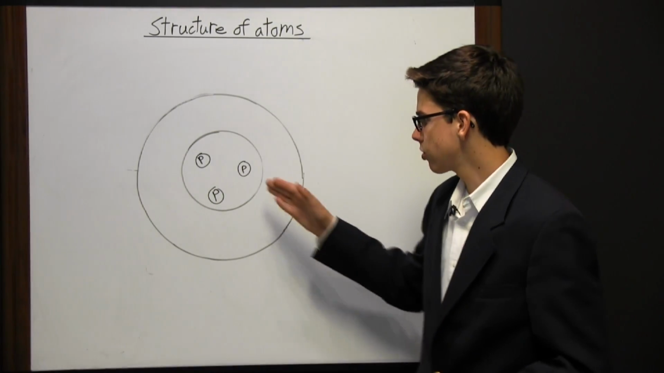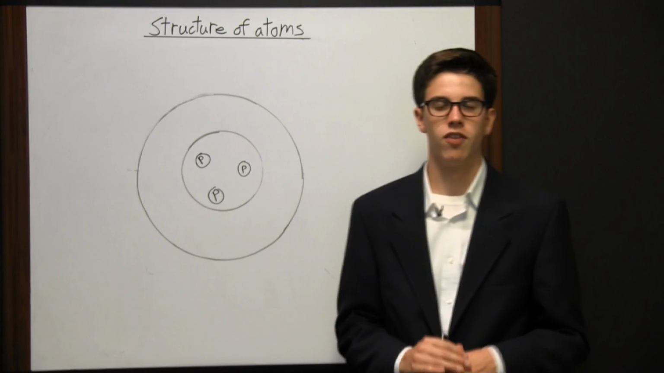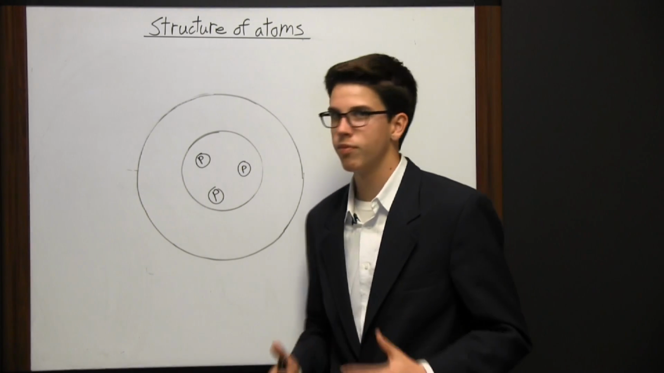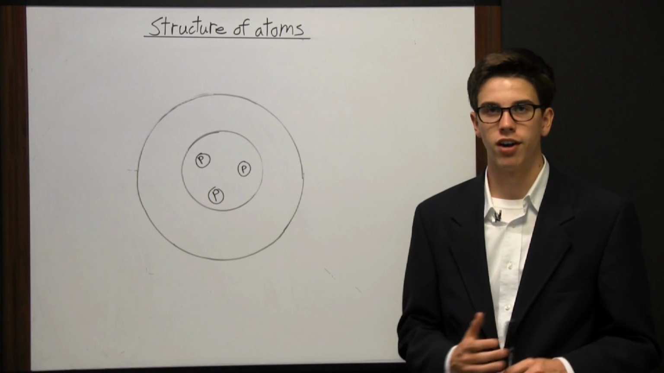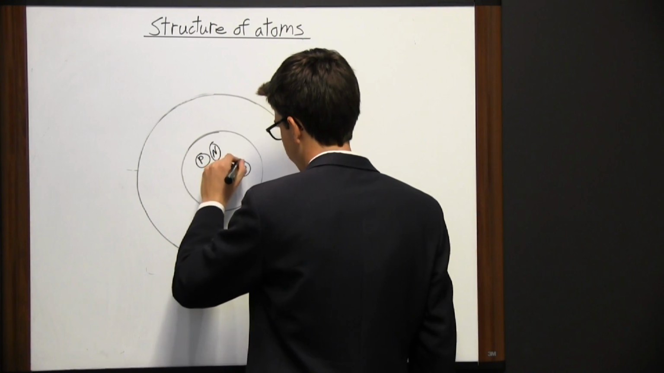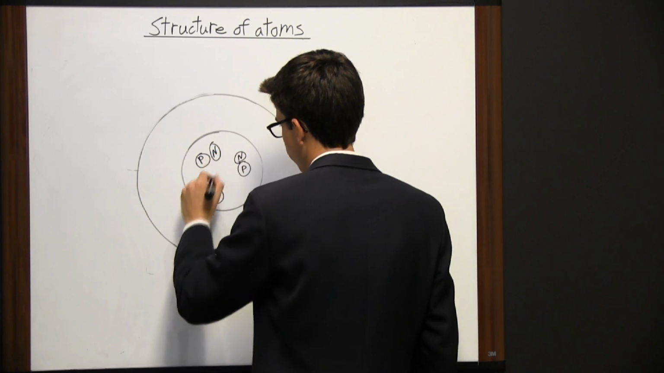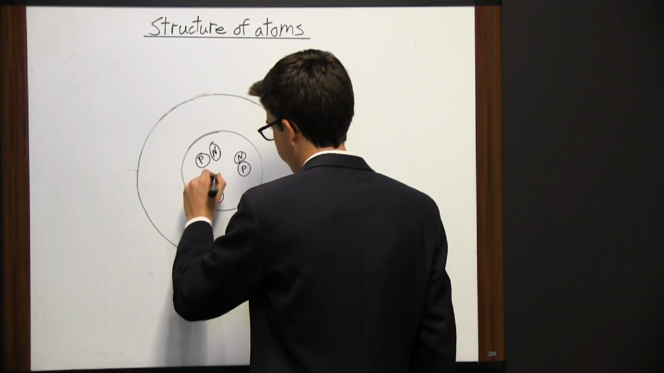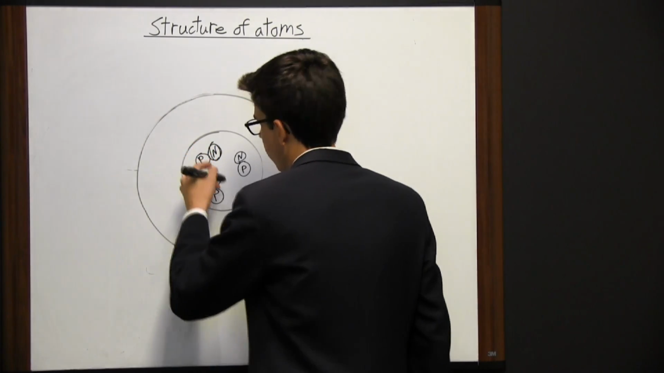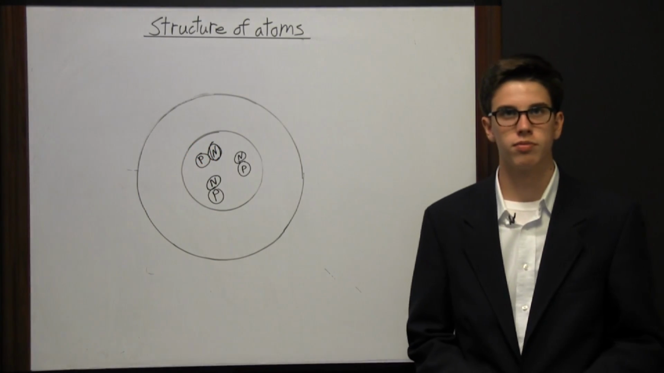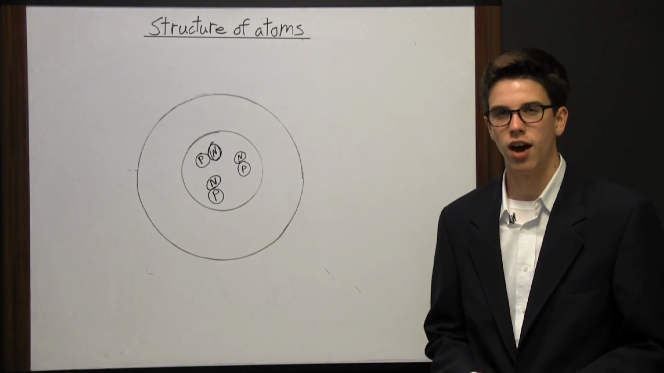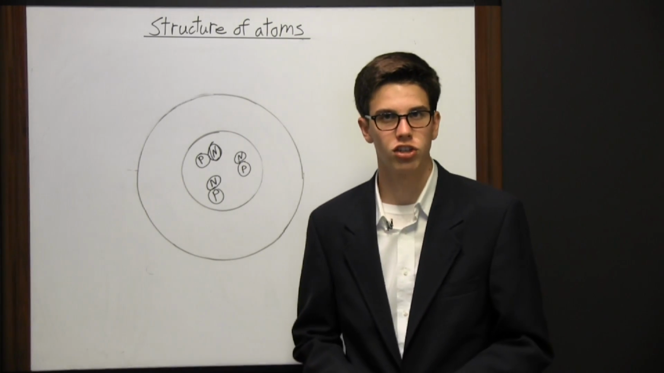And then inside this nucleus, there's also going to be a varying number of uncharged neutrons. And that exists in every atom except for hydrogen 1. So I'm going to go ahead and draw some more circles. I'm going to put an N in there for neutron. And notice they're connected to the protons.